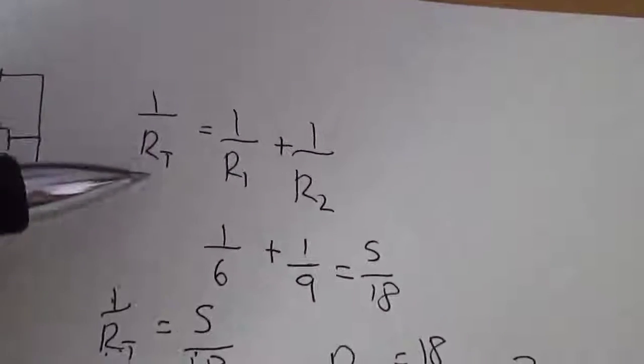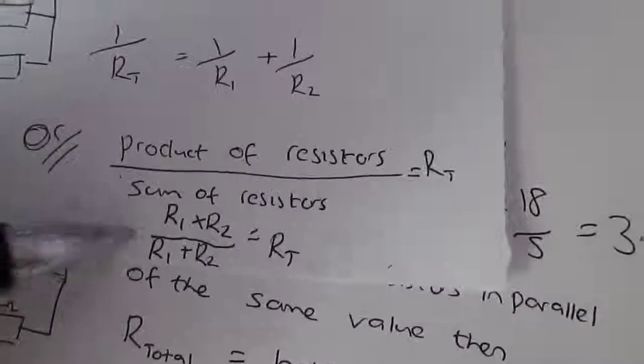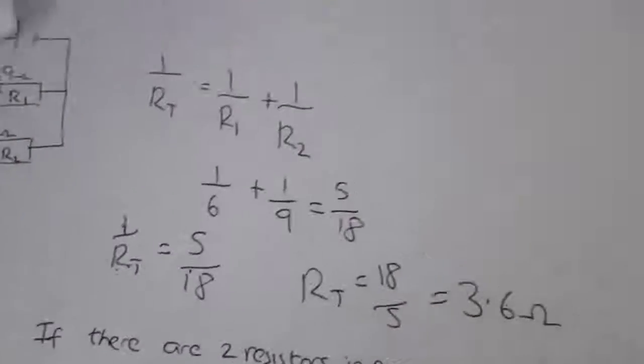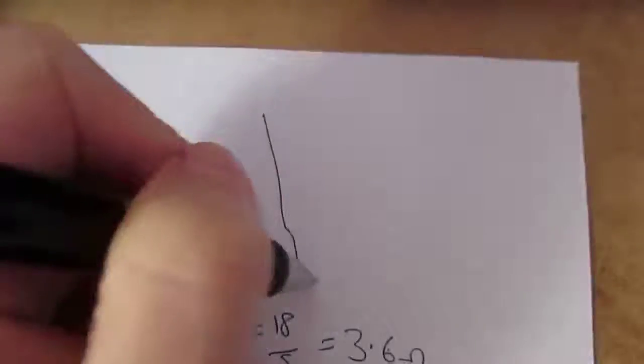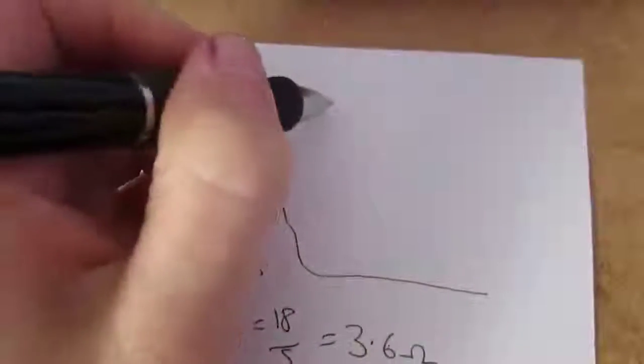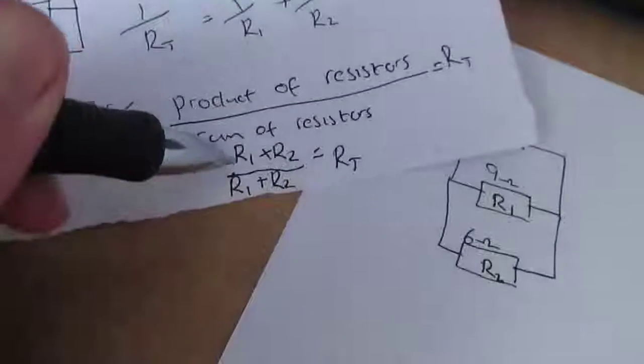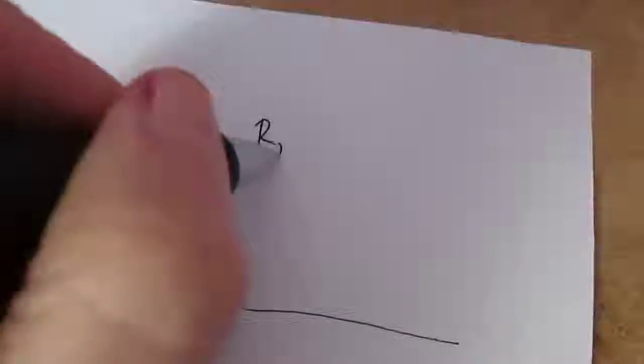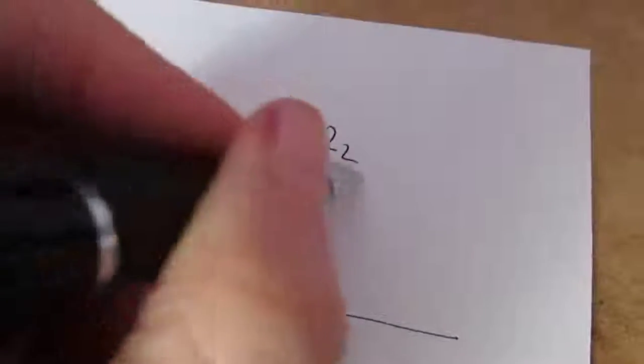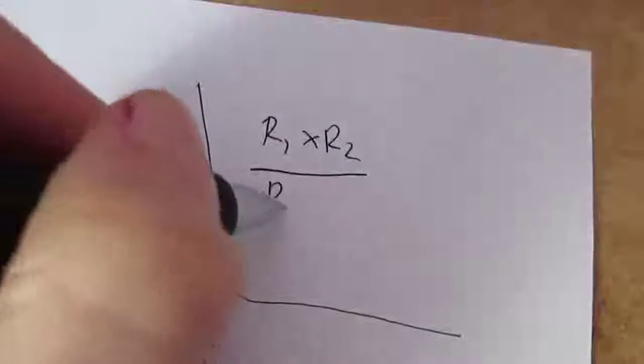So that's using this equation here. Let's go and try this equation here, just to show it gives you the same answer. So again, write out my formula. I'm not going to write out this wordy one, I'm just going to use the more compact one: R1 times R2 divided by R1 plus R2.